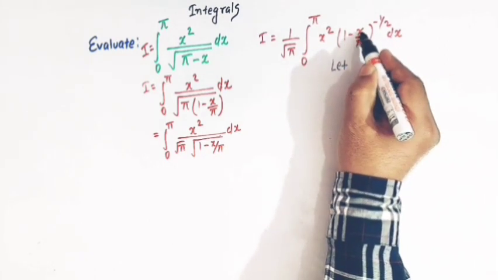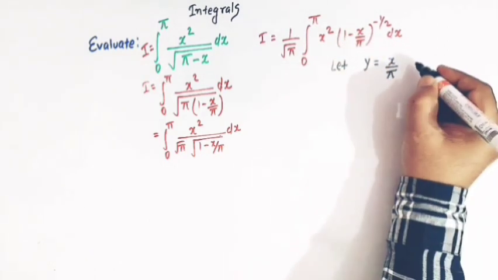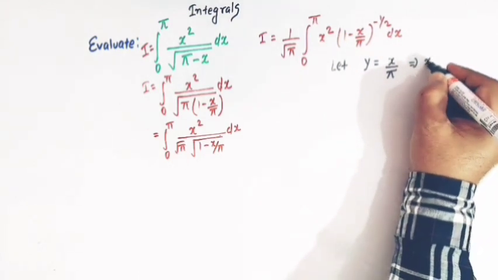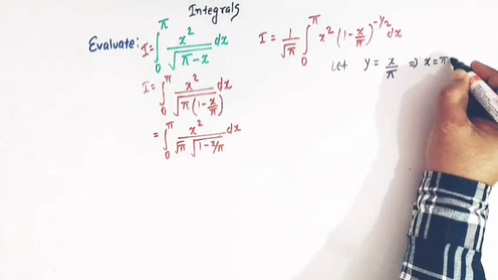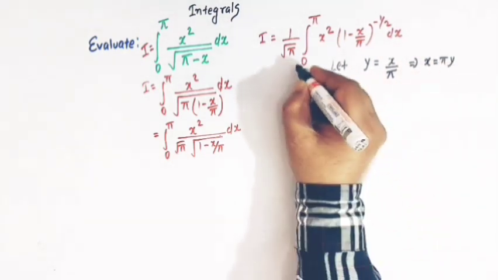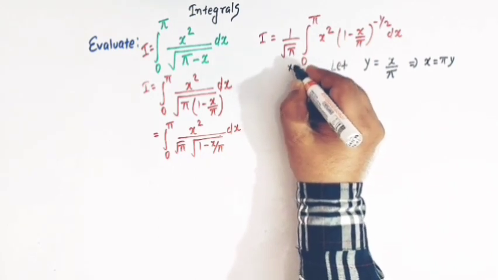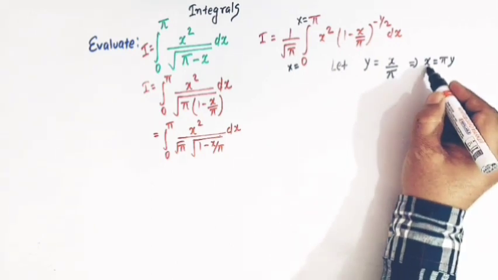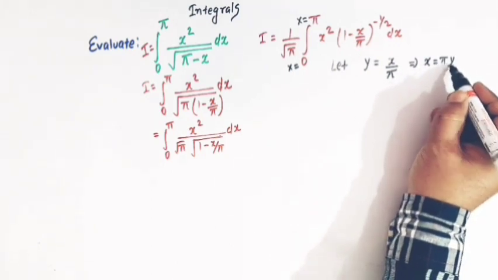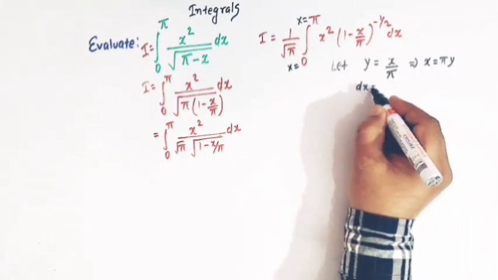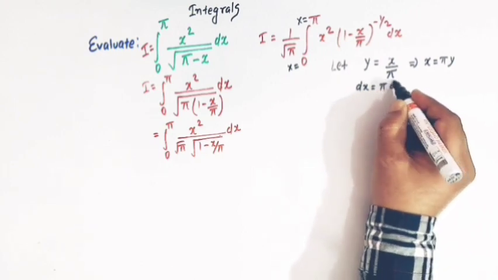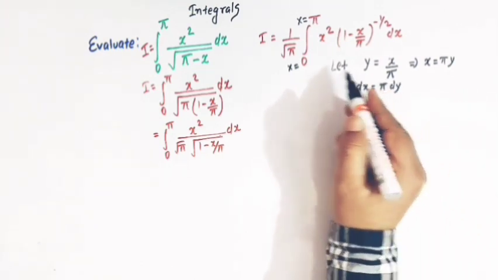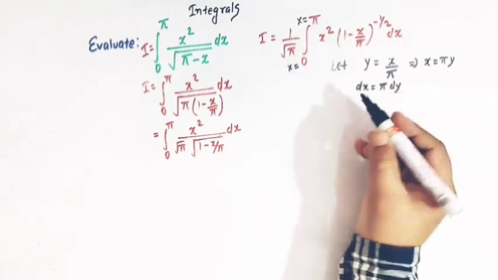So we'll take x over pi as y. So this implies that x is equal to pi y, right? And here we see that the value of x varies from 0 to pi. So we have x is equal to pi y. So dx is equal to pi dy, right? And we can change the limits accordingly.